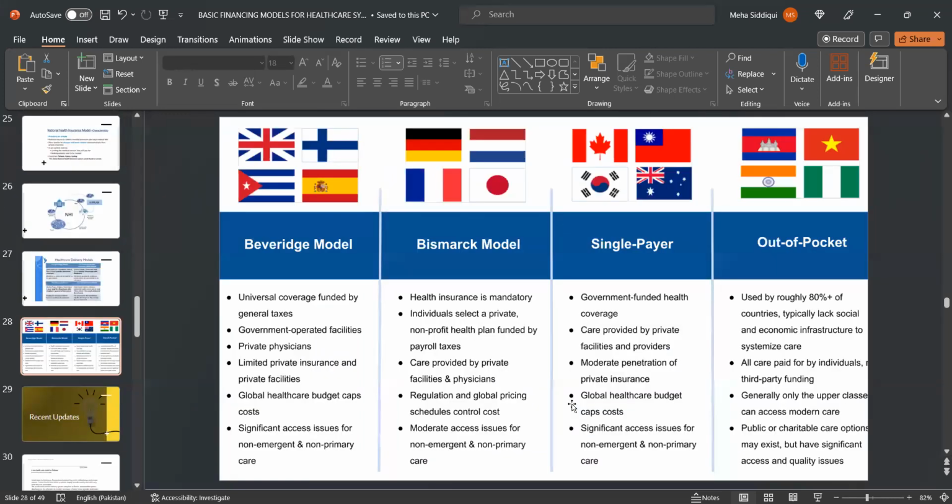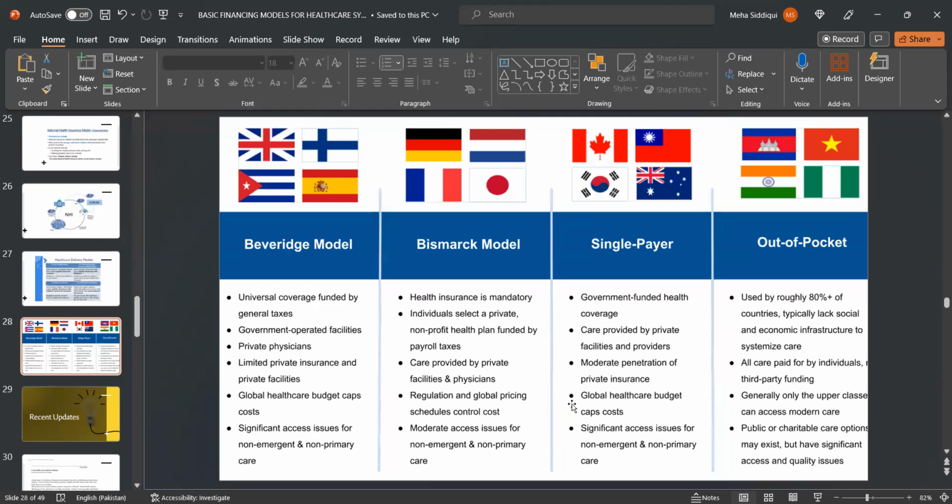Now, these are the main differences among these four models. In the Beveridge model, universal coverage is provided, which is funded by general taxes, with government-operated facilities, private physicians, and limited private insurance in private facilities. Global healthcare budget caps cost, with significant access issues for non-emergent and non-primary care.